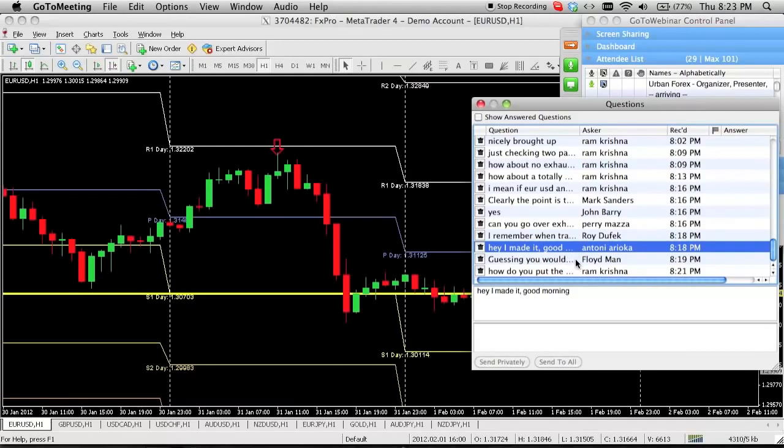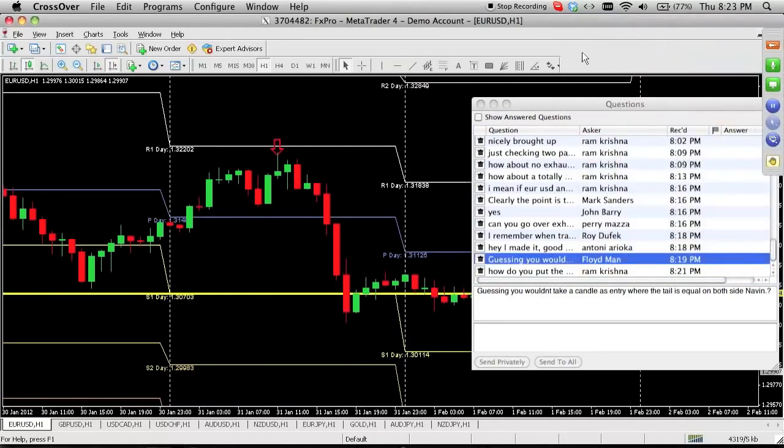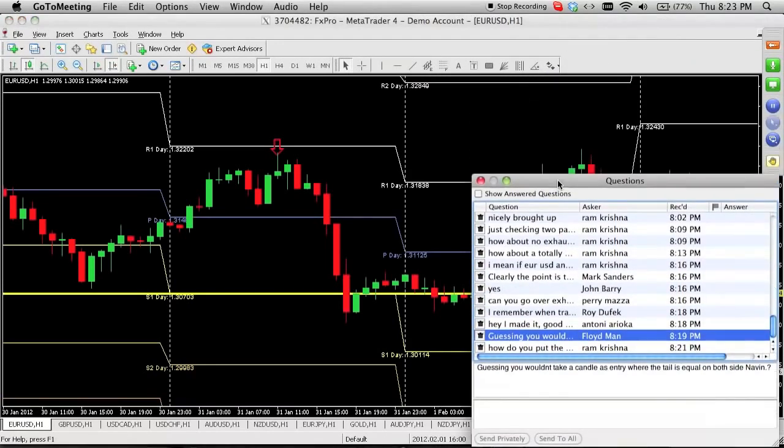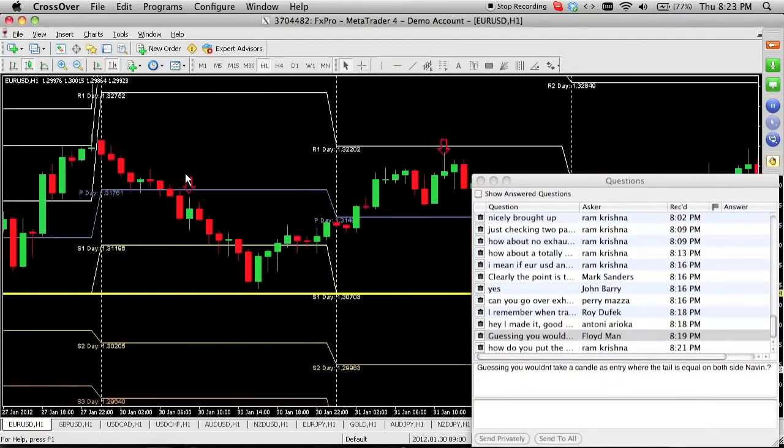Glad you've made it. Floyd, guessing you wouldn't have taken a candle as entry where the tail is equal on both sides. Naveen, yes, Floyd, no. If the tail is equal on both sides, that's similar to a doji if the body is equal. Otherwise, this is exactly what you're talking about. Let me show you. Here it is. This pattern right here. This is what we call indecision in the market. So you want to avoid that. That's not something we can work with.